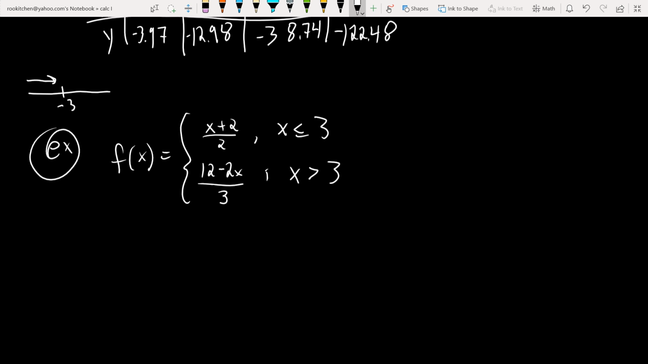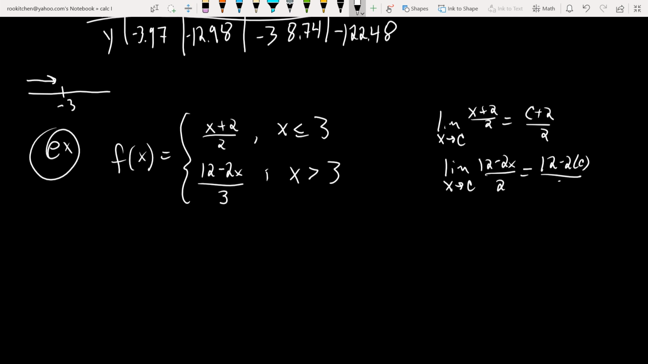So when it's not 3, these two functions are continuous because they're just equations of lines, and lines are continuous everywhere. You can always take the limit of (x plus 2) over 2 for any c value that you want, because it'll just end up being (c plus 2) over 2. You could do a substitution on it, right? And then likewise, as we approach c for (12 minus 2x) over 3, that's continuous everywhere because you could just plug in c and you get (12 minus 2 times c) over 3. So the only real question is, is it continuous?